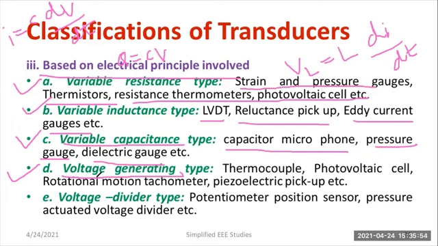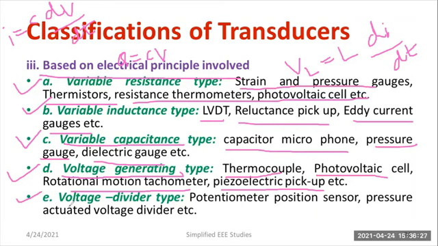Then the fourth subclassification is voltage generating type. Thermocouple: the input will be the temperature difference between the hot and cold junction of the metal, and the output will be purely electrical voltage. Similarly, PV cells, then rotational motion tachometer for the measurement of speed, then piezoelectric pickup, etc. These are the popular examples of voltage generating type transducer. If you look at the output of this type of transducer, obviously the quantity will be electrical voltage.